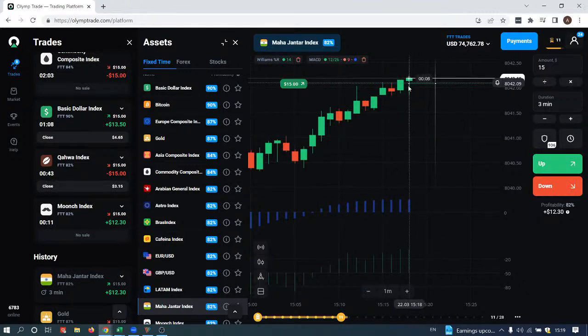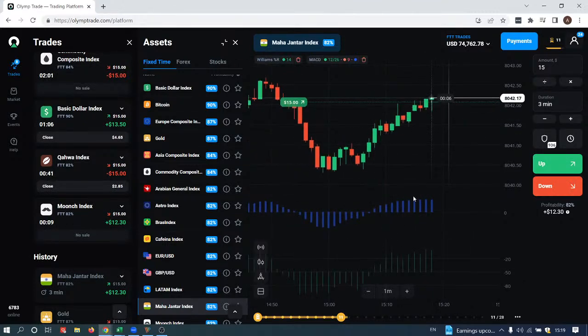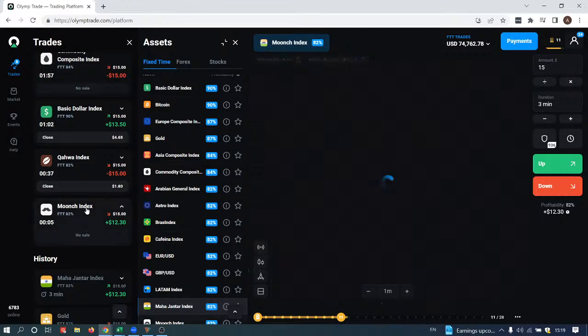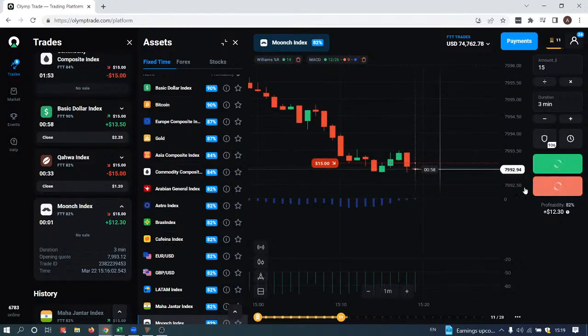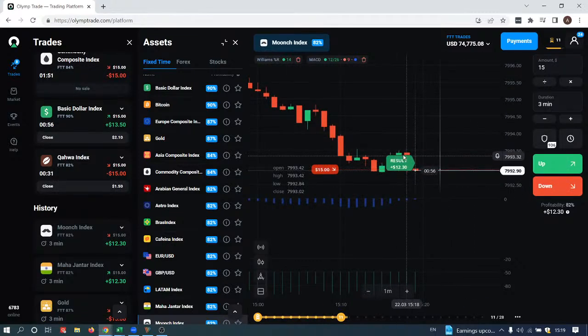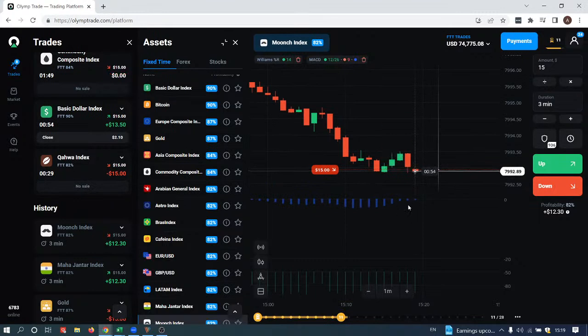Okay, so the uptrend continues here on the Mahajantar index, and the signals are there. What about Munch? I think we can open another one with Munch, because it's really a sell signal, and we have two of these below the central lines. That's the moment when you want to be opening down trades.